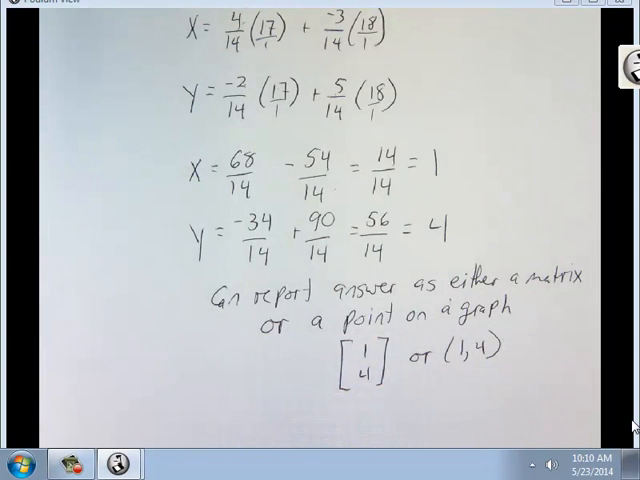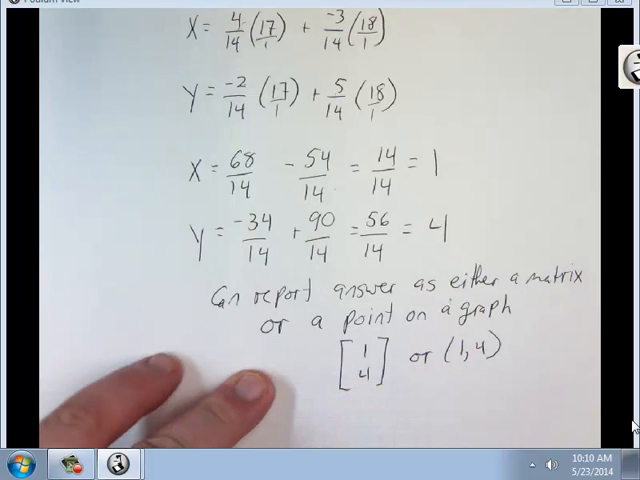And that's really all there is to using a matrix. Once you've figured out how to multiply matrices and how to find the inverse matrix, the rest is easy. Alright, and that's all there is to matrices.